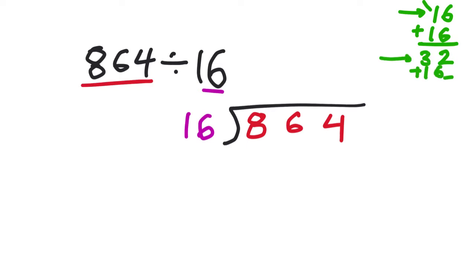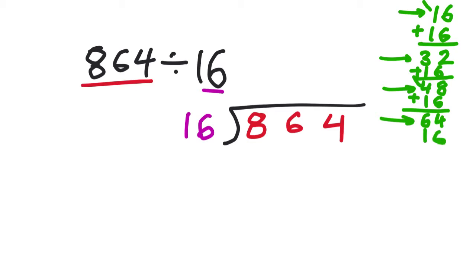Add another 16. I feel like I should be writing that smaller so I can fit it. 2 plus 6 is 8. 3 plus 1 is 4. So there's our third multiple. Add another 16. 8 plus 6 is 14. Carry the 1. 1 plus 4 plus 1 is 6. So 64 there. Here's our fourth multiple.